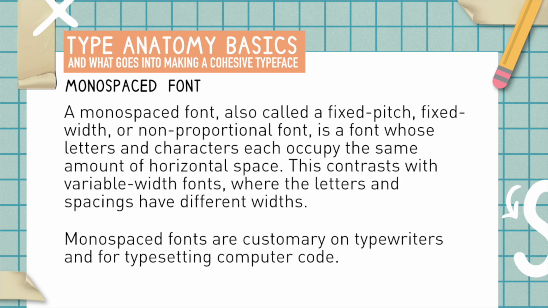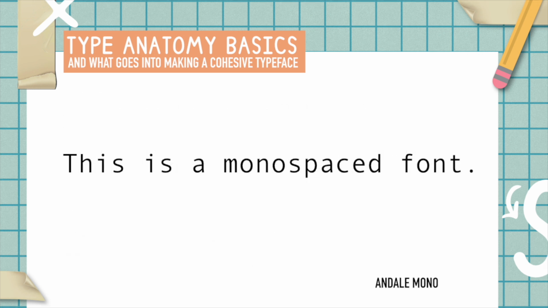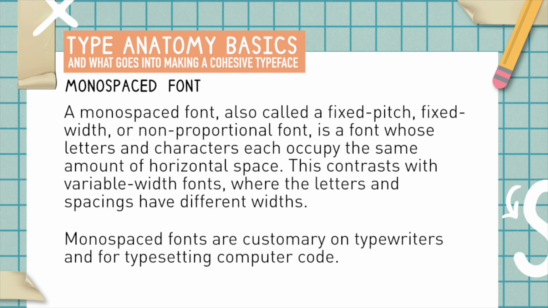A monospace font, which is also known as a fixed pitch or fixed width or non-proportional font, is a font whose letters and characters each occupy the same amount of horizontal space. This contrasts with variable width fonts, where the letters and spacing might have different widths. Monospace fonts are customary on things like typewriters and for typesetting computer code.